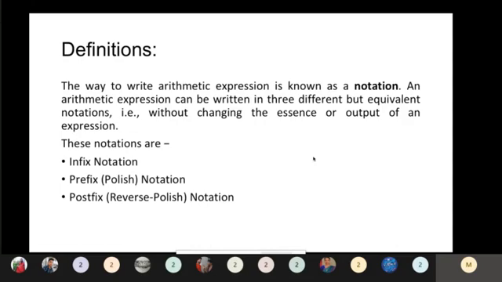Arithmetic expressions are called notation. So how do we write it? It can be written in three types. The first one is the infix notation. The next one is prefix, or we can say Polish notation. Then the postfix expression, the third one, is also called reverse Polish notation.